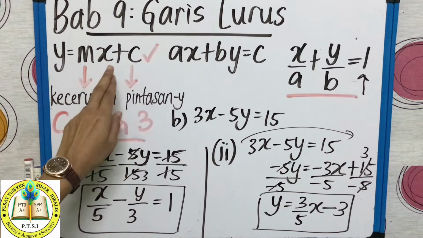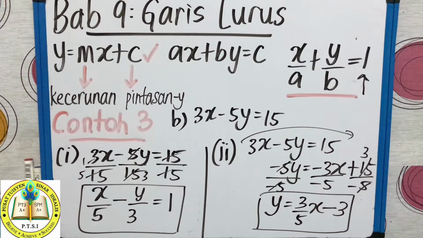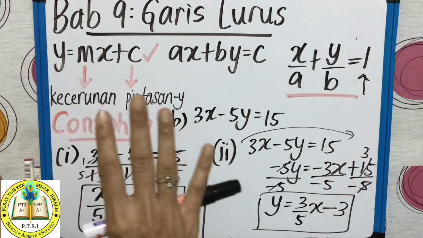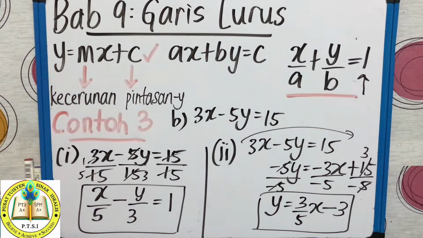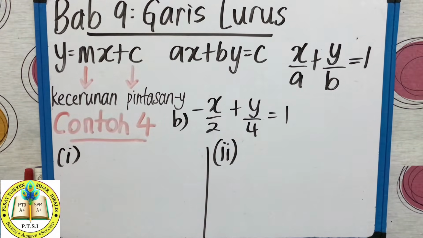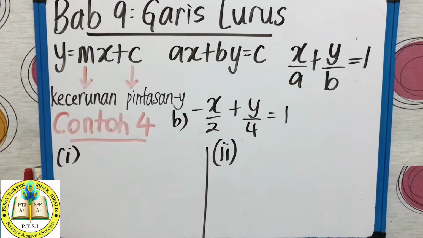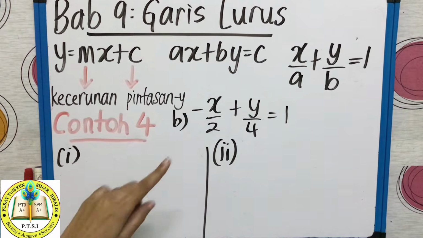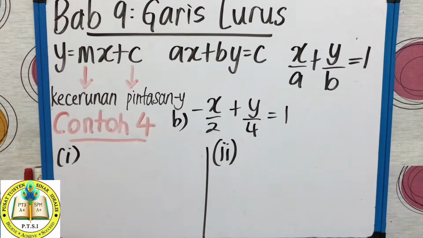The plus c sometimes can be negative. Yang tu tak ada apa-apa masalah. No problem with that. It's just integers. But remember, when you do this first bentuk, y sebelah kiri, then equal x, then number. Jelas? Class, now teacher go to example for contoh 4. Soalan A cikgu tak ajar, cikgu ajar soalan B. Okay, only one question from this example 4. Cikgu pilih soalan B. Negative x over 2 plus y over 4 equal 1.